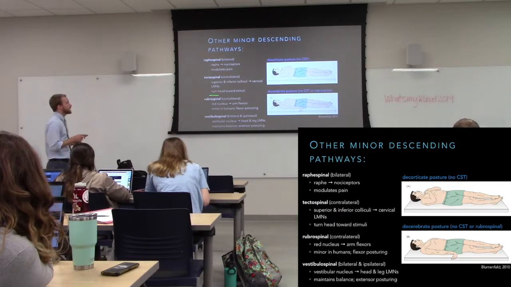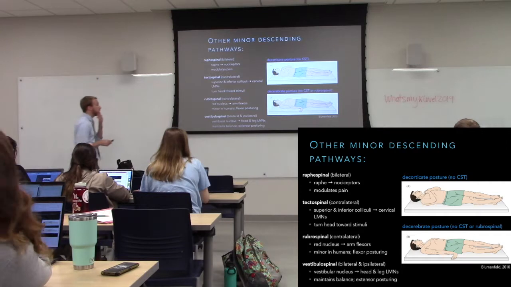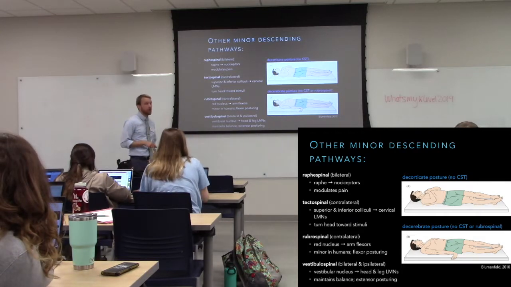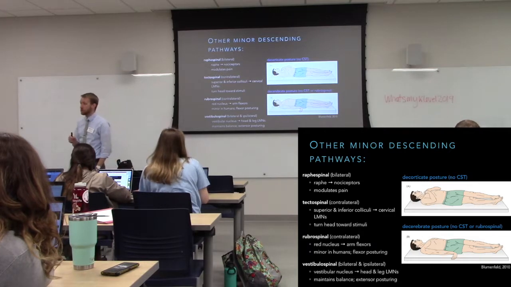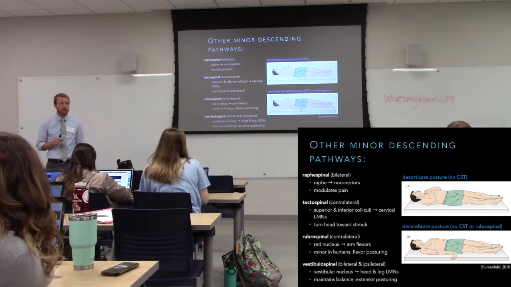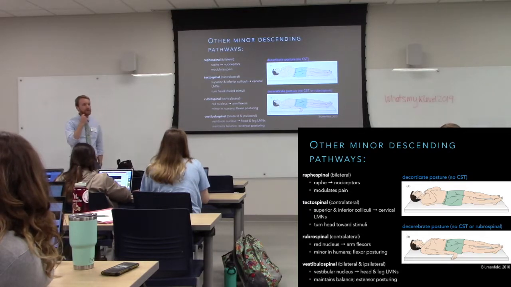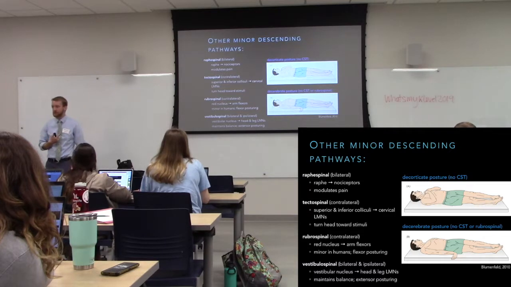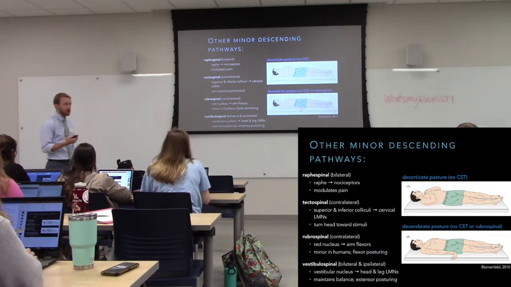The rubrospinal tract is very minor in humans. This is going to go from the red nucleus, hence rubro, on down to arm flexors. For lower primates and other mammals, this is a fairly important tract, but not so in humans. Our corticospinal tract has expanded so dramatically that this doesn't seem to actually do anything for us, other than allow us to localize a level of a lesion in a comatose patient.